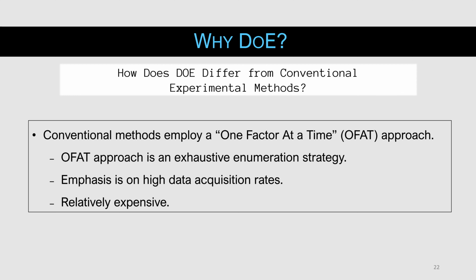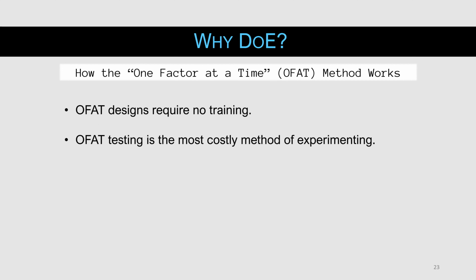The emphasis on speed forecloses certain options to enhance the quality of the experimental result. OFAT designs require no training. This is what is done at grade school science fairs. We come out of the womb knowing how to do OFAT testing. OFAT testing is the most costly method of experimenting, and it's generally too expensive to sample the design space with OFATs.